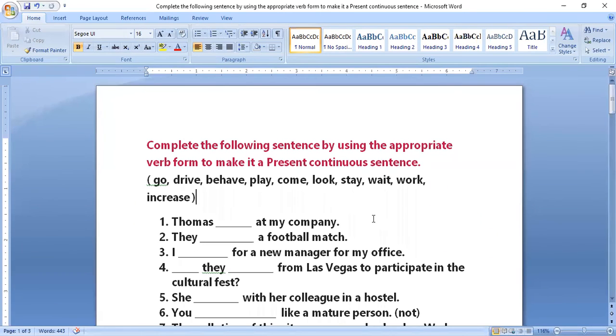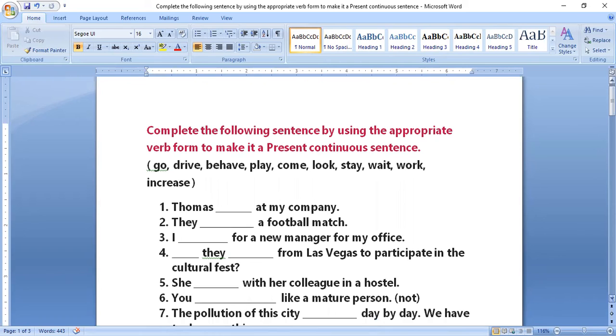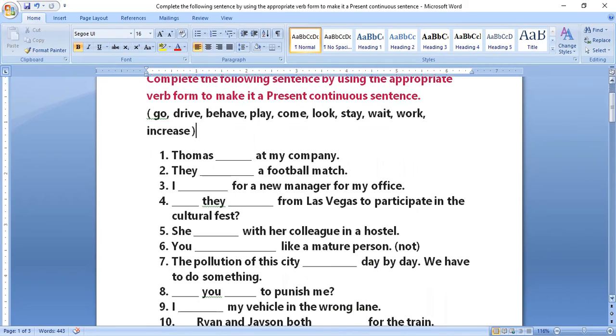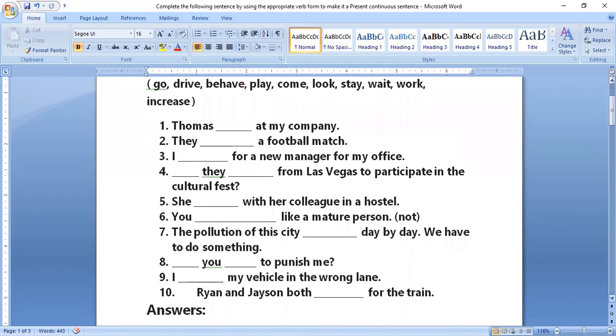The next one: I dash for a new manager for my office. Some time I am giving to you. Within the time you have to find the answer. Just try to find the answer. These 10 questions, you can use the above words. Later I will show you the answer. So first you find the answers there.